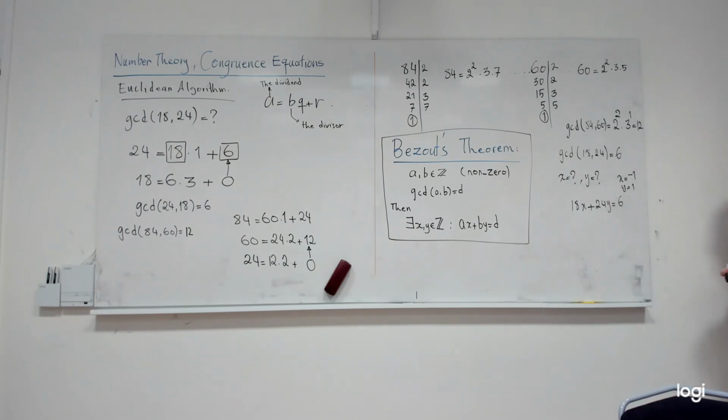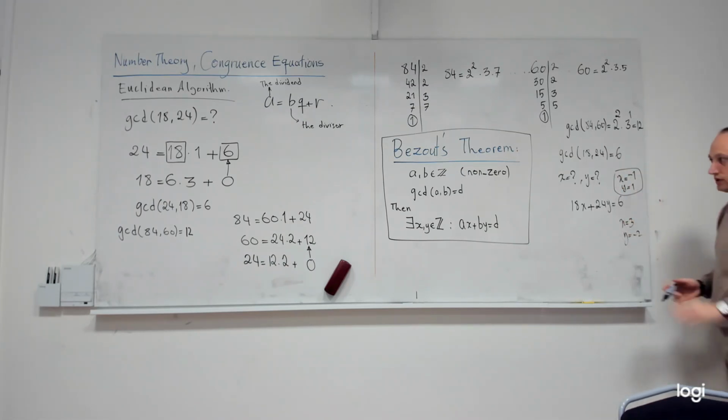So here, for example, x is equal to minus 1, y is equal to 1. Can you guess other numbers? For example, I can guess x equals 3, and then y minus 2. Do you think it works? 3 times 18 is 54, and 2 times 24 is minus 48, and if you subtract them, it becomes again 6.